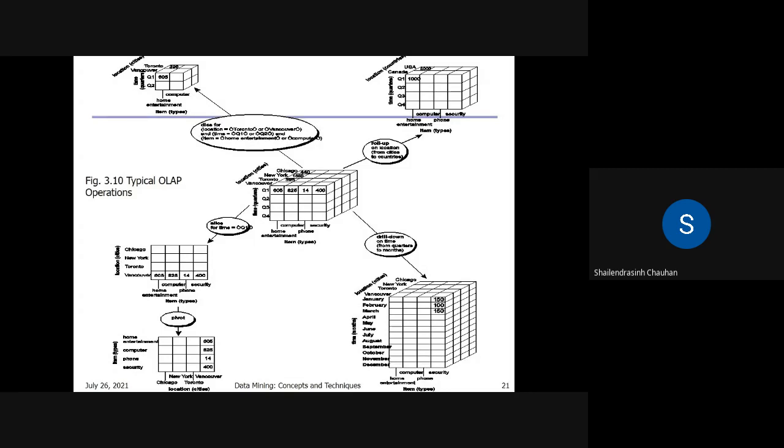Now this image is representing all those 4 basic operations or main operations, like let us say drill down, roll up, slice and dice, and pivot. Right, so let us understand each operation in detail. So again, repeating this part, in drill down, we are climbing down. Right, so first of all, let us understand the roll up operation.